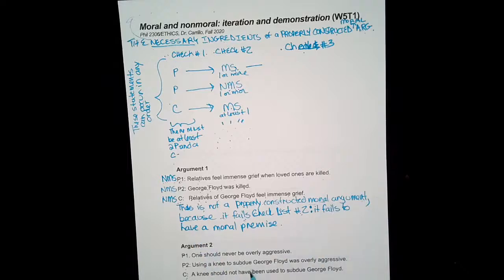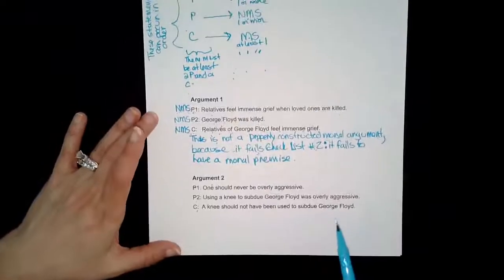Then you could end the sentence, and then you could start off the reason indicator: the reason being, I think this because, and then you could say, it doesn't meet all the requirements of check 2. It might have 2 premises, but it doesn't have a moral premise. So there are different ways that you can put that. All right, so let's look at argument 2.